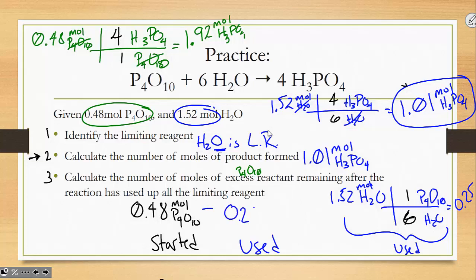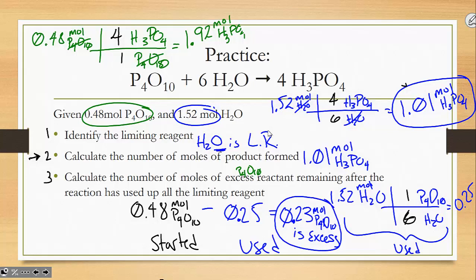So if we used up 1/4, how much is left over? 0.23 moles of tetraphosphorus decaoxide is in excess. Meaning when the reaction's done, this is just going to be floating around in our beaker or our reaction chamber.